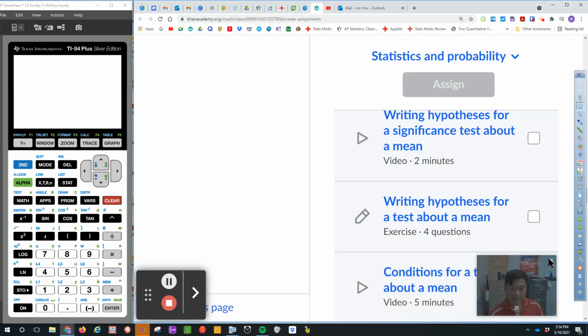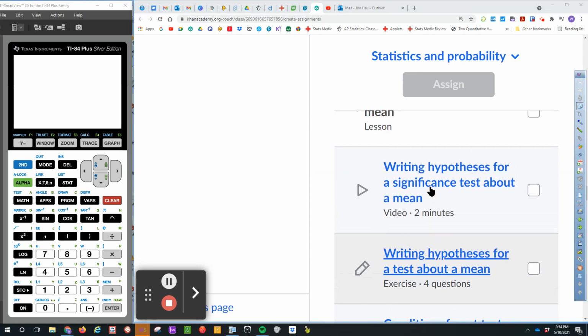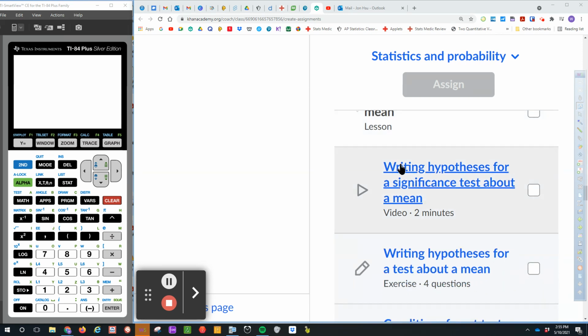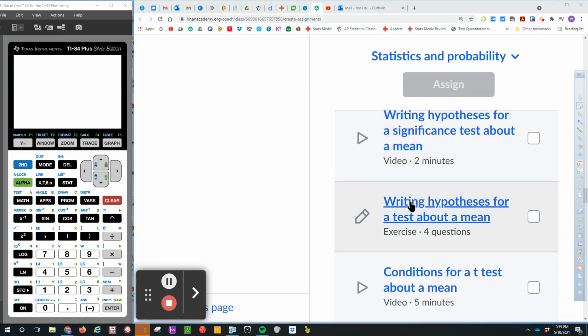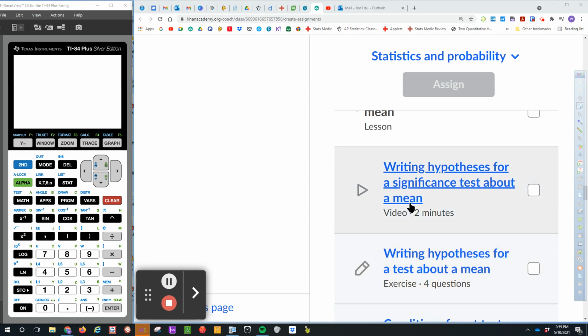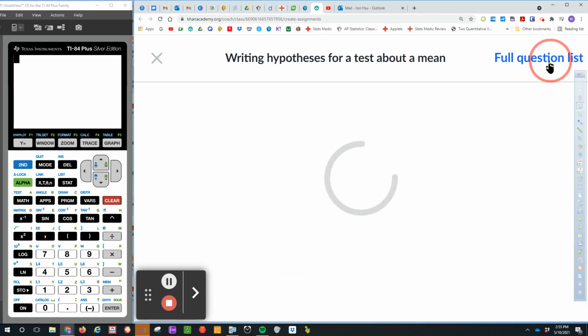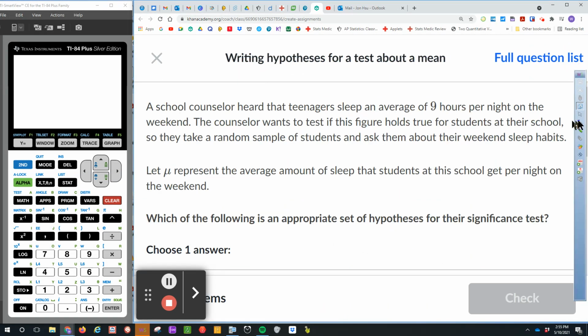Today we're going into a new lesson: tests about a population mean. In the past few exercises, we've been dealing with population proportion. We're going to start going into population mean. So this is writing hypotheses for a test about a mean, and this is how we start. Okay, so here we go.